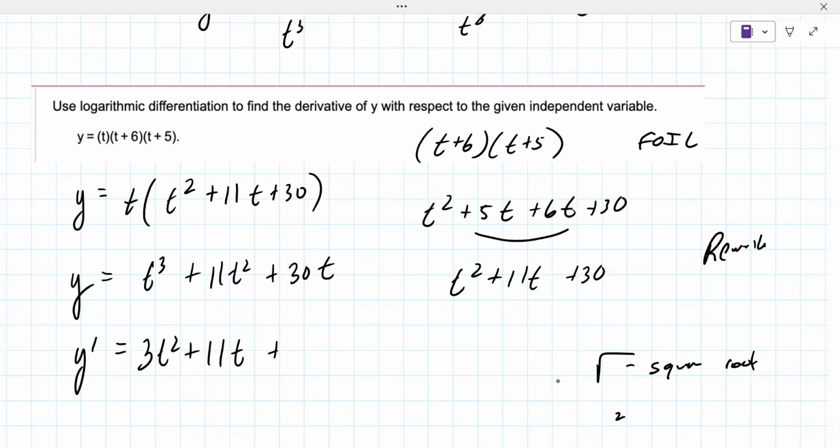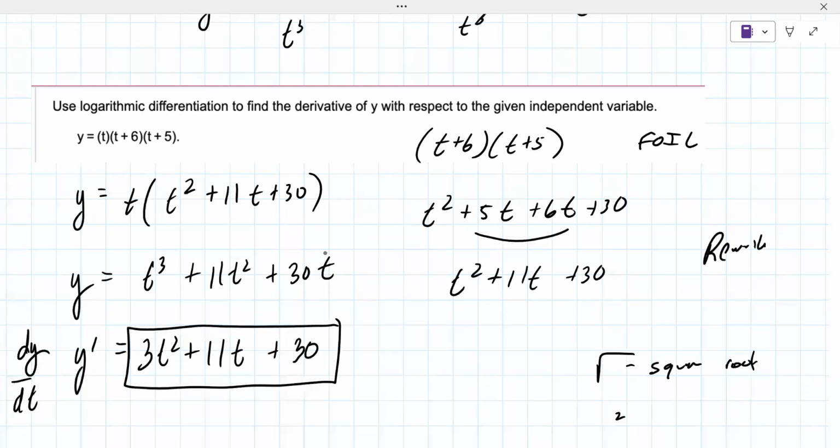What about that last one? What's the derivative of 30t? 30. 30, good. Okay, there you go. So there's your answer for dy dt. Keep in mind notationally dy dt and y prime, they all mean the same thing.